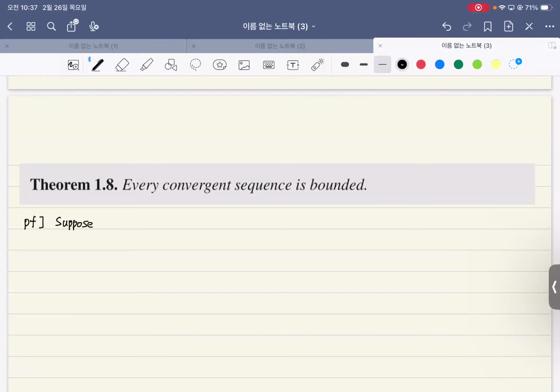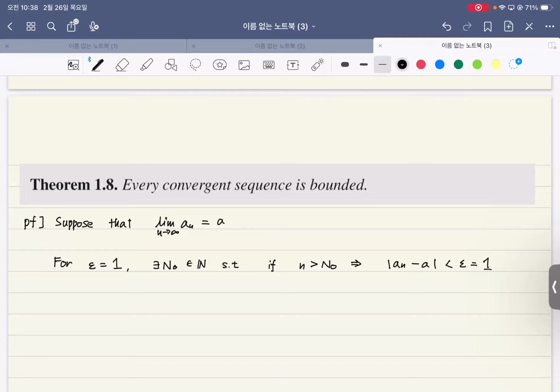We suppose that a_n is converging to a. Since my sequence is convergent, for any epsilon, I can find a large integer n satisfying the condition. Instead of choosing an arbitrary epsilon, this time I will set epsilon to be a fixed number, say 1. For this epsilon, I must be able to find an integer, say n0, such that if n is greater than n0, then |a_n minus a| is less than epsilon, which here is 1.